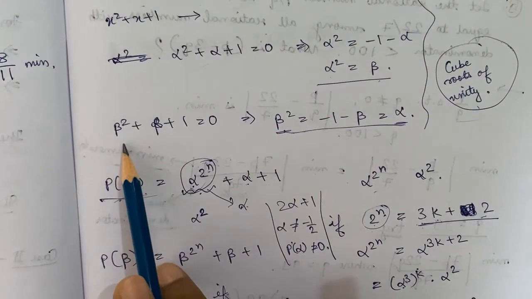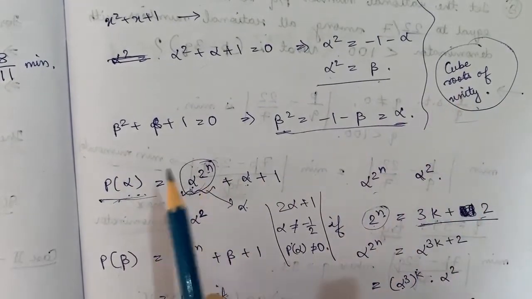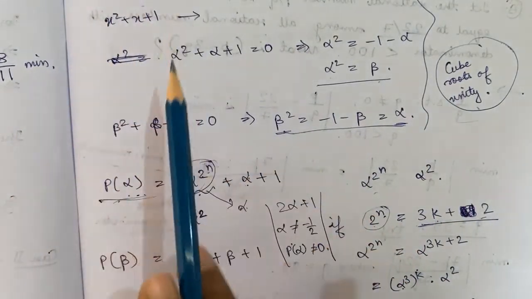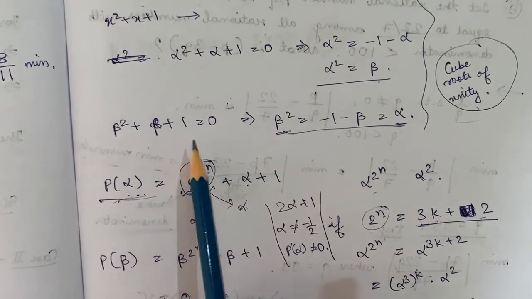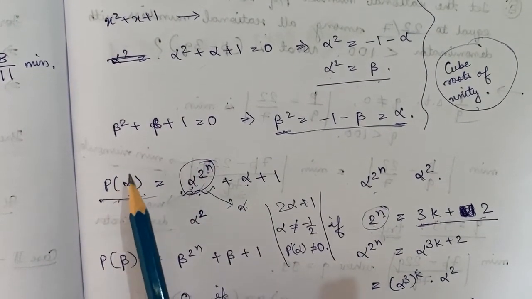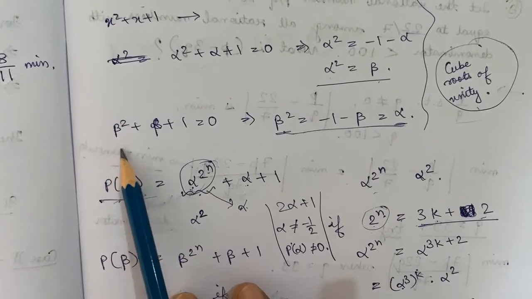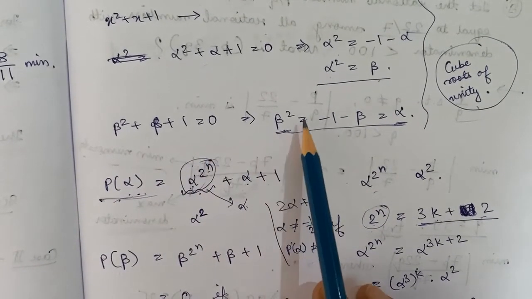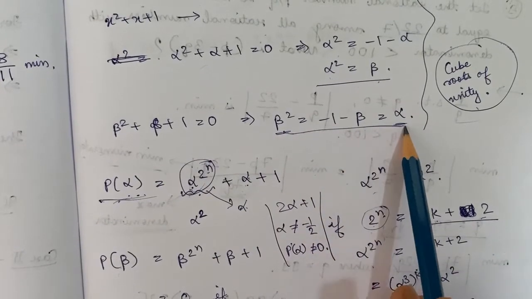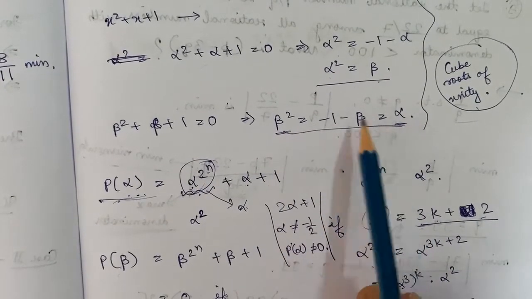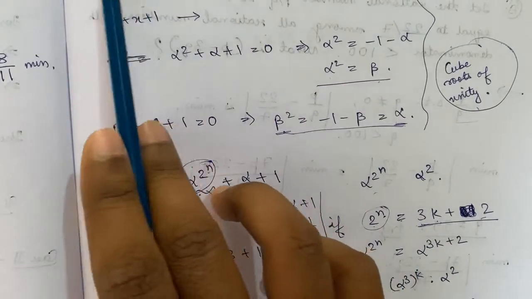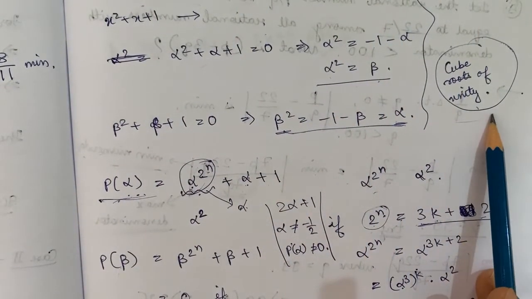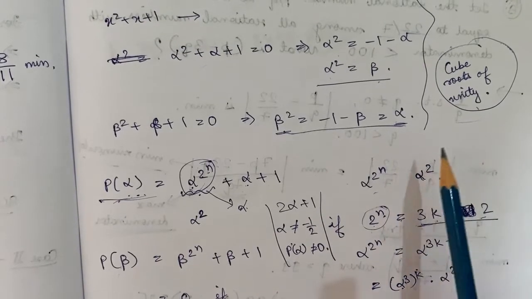Similarly, we can also conclude that beta is also a cube root of unity because of the symmetrical form of this equation and the roots. But let's look at this in detail. So beta square plus beta plus 1 equal to 0, which means beta square equal to minus 1 minus beta, which is alpha. So beta square equal to alpha, again if we substitute in this equation, we will get beta cube equal to 1, which means beta is a cube root of unity.